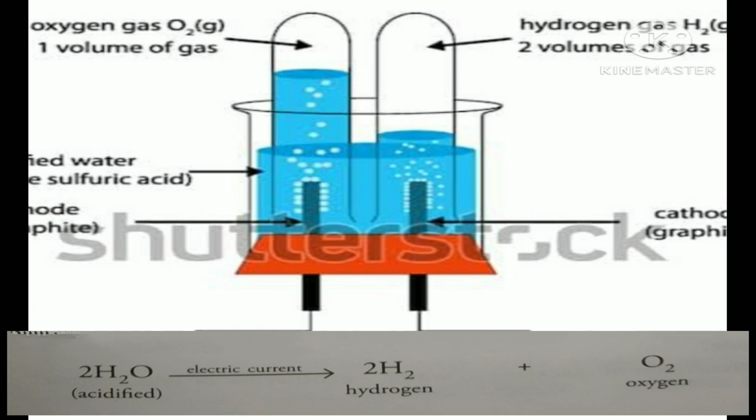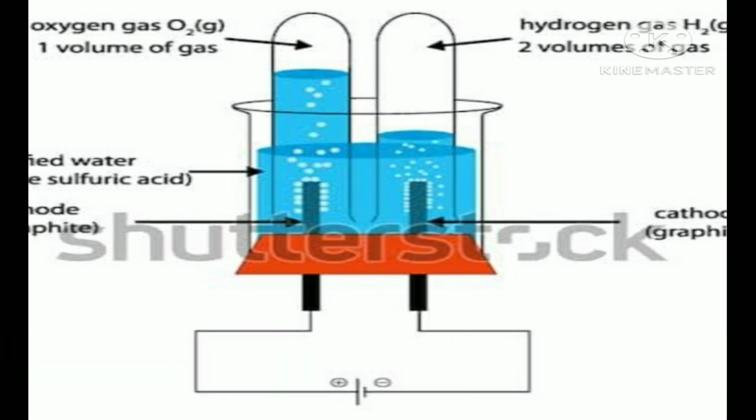What do you mean by acidified water? Water which contains some amount of acid is known as acidified water. So when electric current is passed through this acidified water, it decomposes to give hydrogen and oxygen. So here the condition required is electricity. See above the arrow, we have written electric current, which is the condition required for this reaction to take place.